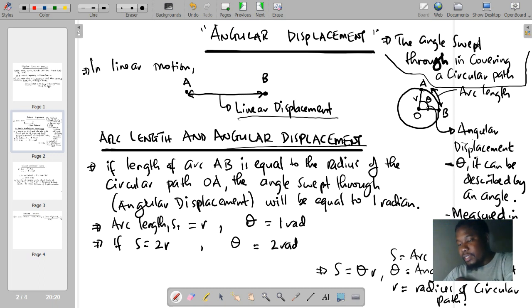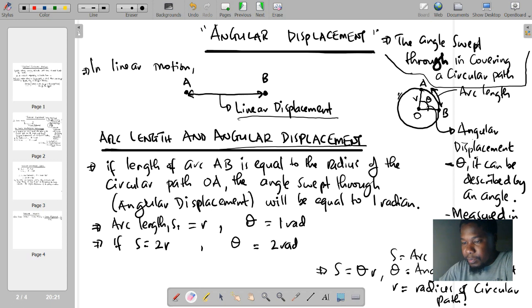What we said was that if a person, an object or a car moves from point A to point B, that means this person or object has displaced from point A to point B linearly. This is linear displacement: the distance covered in a particular direction. That's what we discussed in linear motion. Now I want you to look here. I have a circle here, and let me just remove this part.